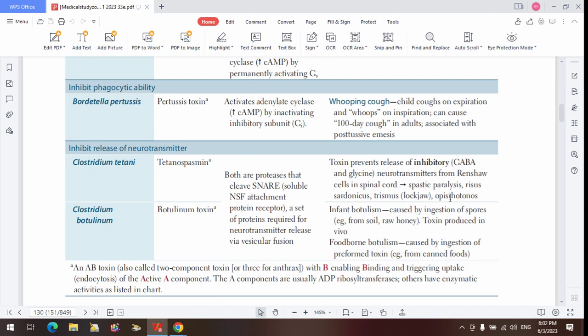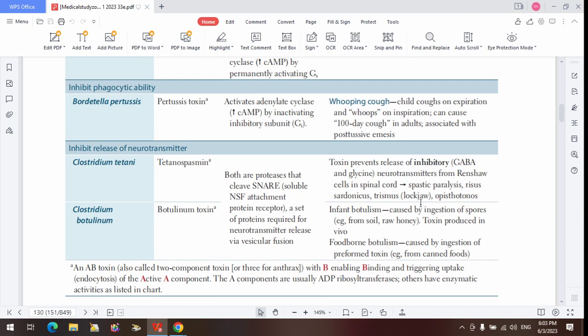spastic paralysis, risus sardonicus, trismus, and opisthotonus. Opisthotonus is when you have uncontrolled contraction of the extensor muscles of the back. Trismus is contraction of the masseter muscle of the jaw. That's the first sign that we call lockjaw, so they cannot open their mouth. Risus sardonicus is when you have unopposed contraction of the muscles of the face.